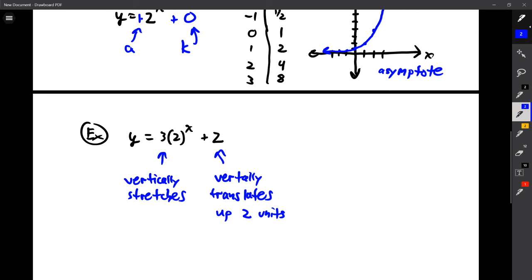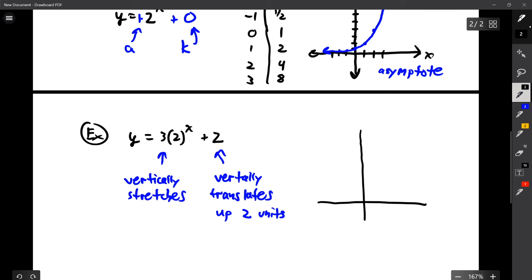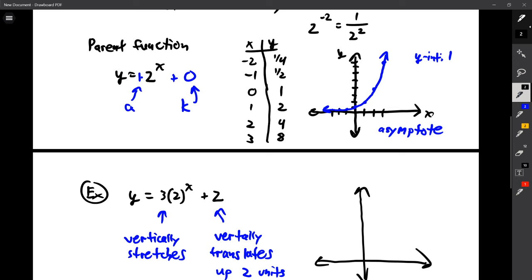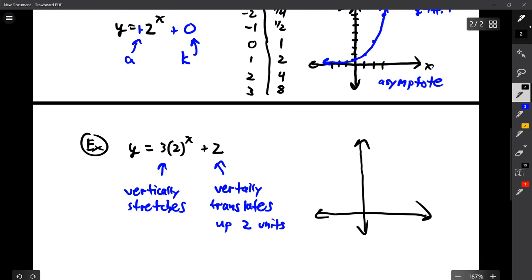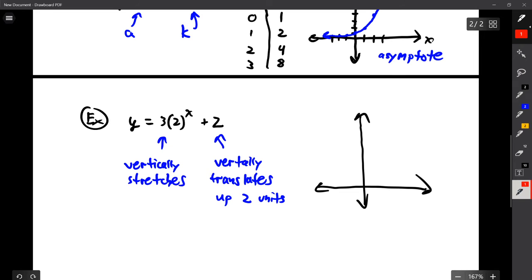Okay. So now what we can do, let's make my axes. I'm going to make this like that. Okay. Now my parent graph goes through the y-axis at 1. But there are two things going on here. And I'll give you kind of a little formula here.